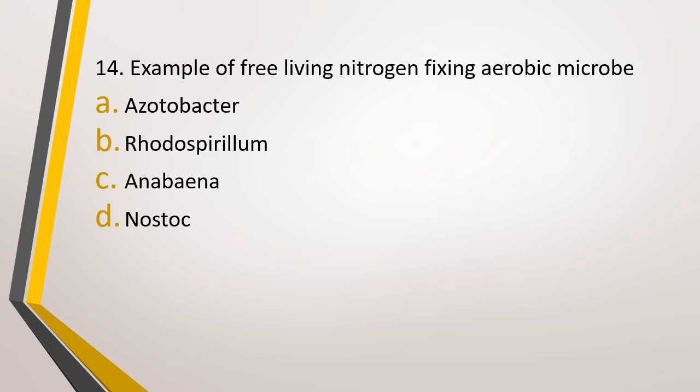Question number 14. Example of free-living nitrogen-fixing aerobic microbe is option A, Azotobacter, option B, Rhodospirillum, option C, Anabaena, option D, Nostoc. Free-living nitrogen-fixing aerobic microbe is. Correct answer is option A, that is Azotobacter. And what is the example of free-living nitrogen-fixing anaerobic organism? Right, Rhodospirillum.